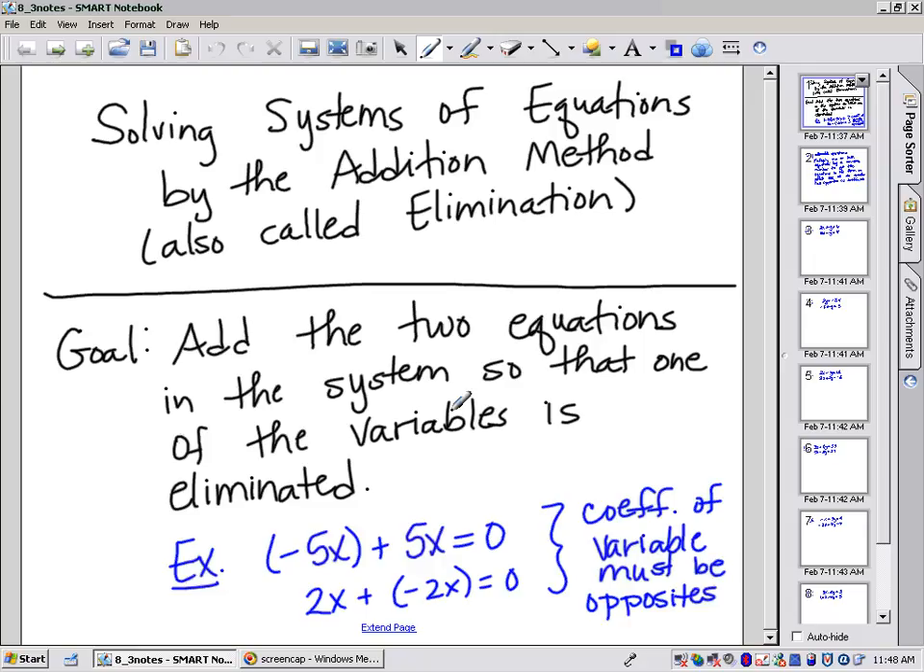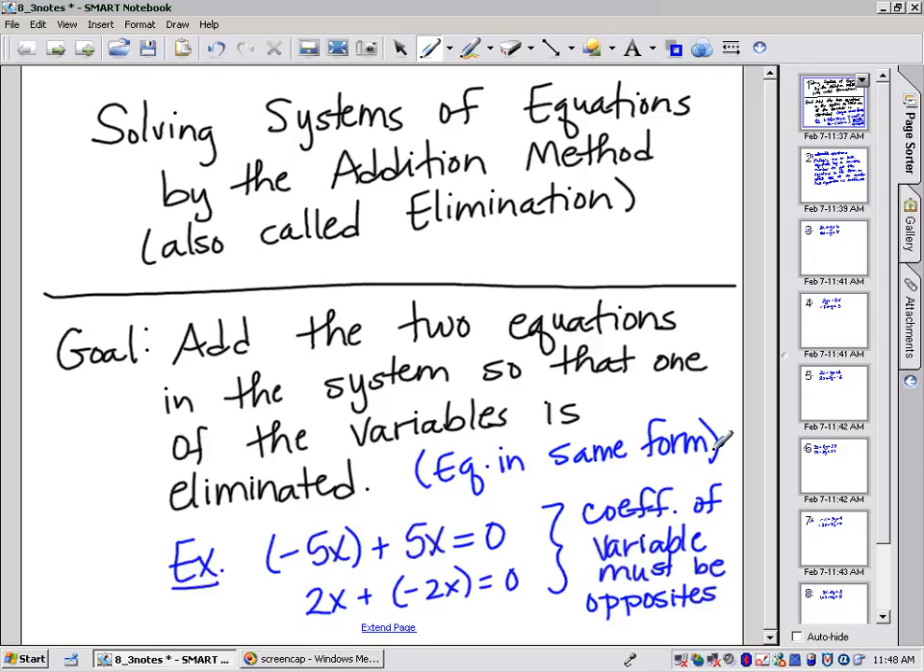Today's lesson is solving systems of equations by the addition method, which is also called the elimination method. Our goal in this section is to add the two equations in the system so that one of the variables is eliminated. I should add one other thing: the equations have to be in the same form, usually the form ax plus by equals c, the standard form.